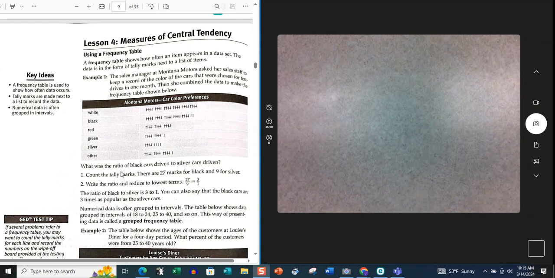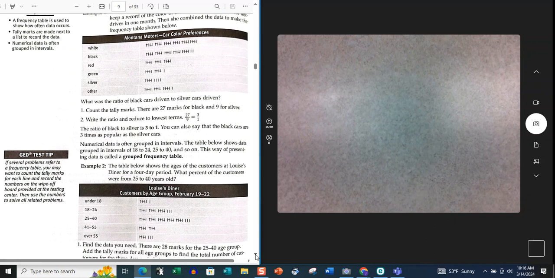And you are supposed to count the tally marks. There are 27 marks for black and 9 for silver. The ratio of black to silver is 3 to 1. You can also say that the black cars are 3 times as popular as the silver cars.